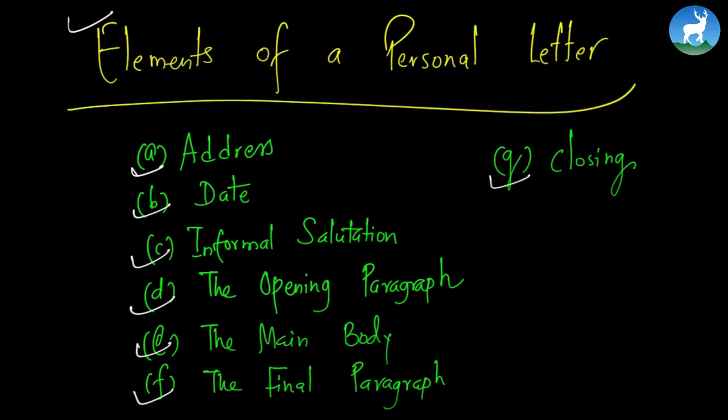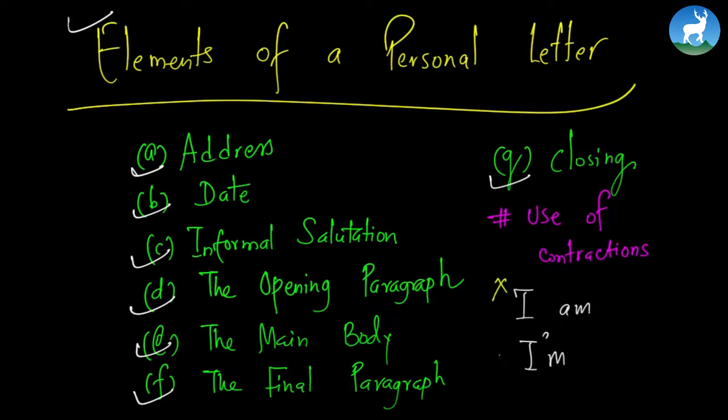Apart from this, a personal letter also contains stuff like use of contractions. Instead of writing I am, in a personal letter we simply write I'm. So instead of writing I am, we use I'm because it is more informal and it gives a colloquial sense, you see.